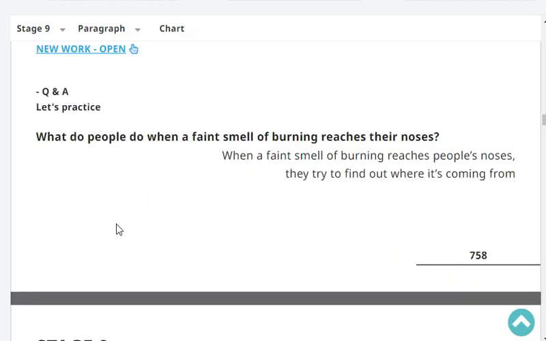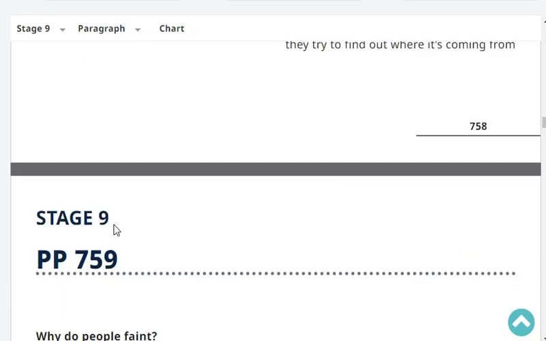What do people do when a faint smell of burning reaches their noses? When a faint smell of burning reaches people's noses, they notice it and try to find out where it's coming from. Very good.